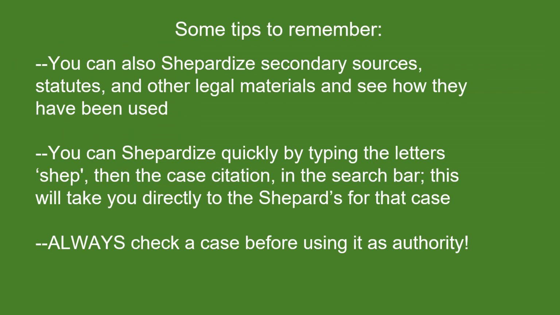Just some things to remember. You can also Shepardize secondary sources, for example, statutes, and see how those have been used and how they've been affected by later laws or later cases. You can Shepardize very quickly by typing the letters SHEP and then a case citation, and that will take you directly to the Shepards for that case. And the most important thing, always check a case before you use it as authority. You don't want to show up in court or write a brief or write a memo with a case that's been overruled or reversed, and Shepards will keep you from doing that.